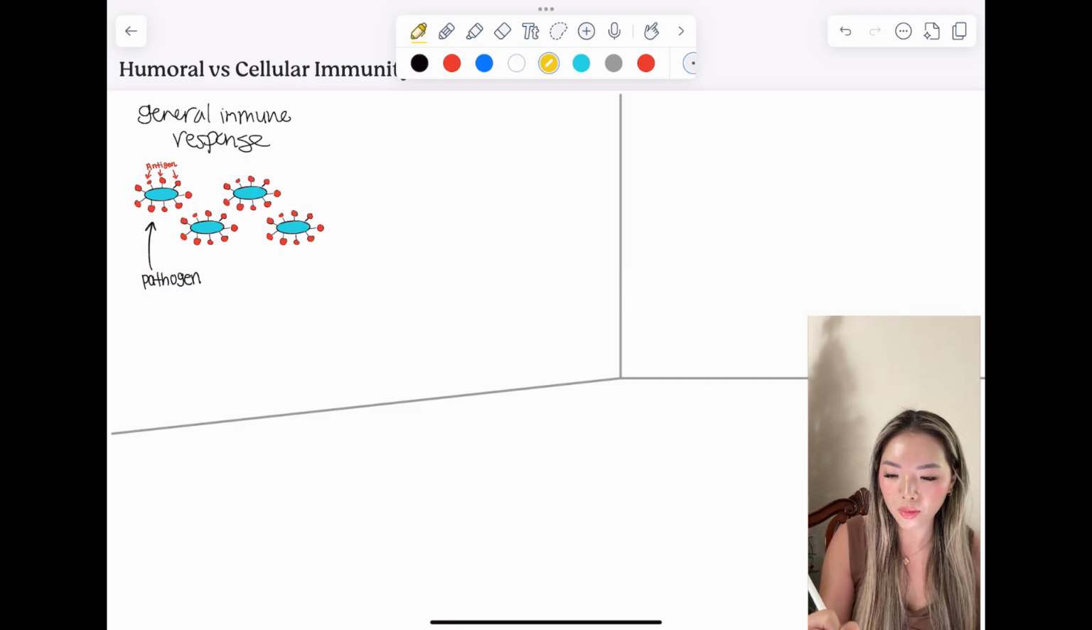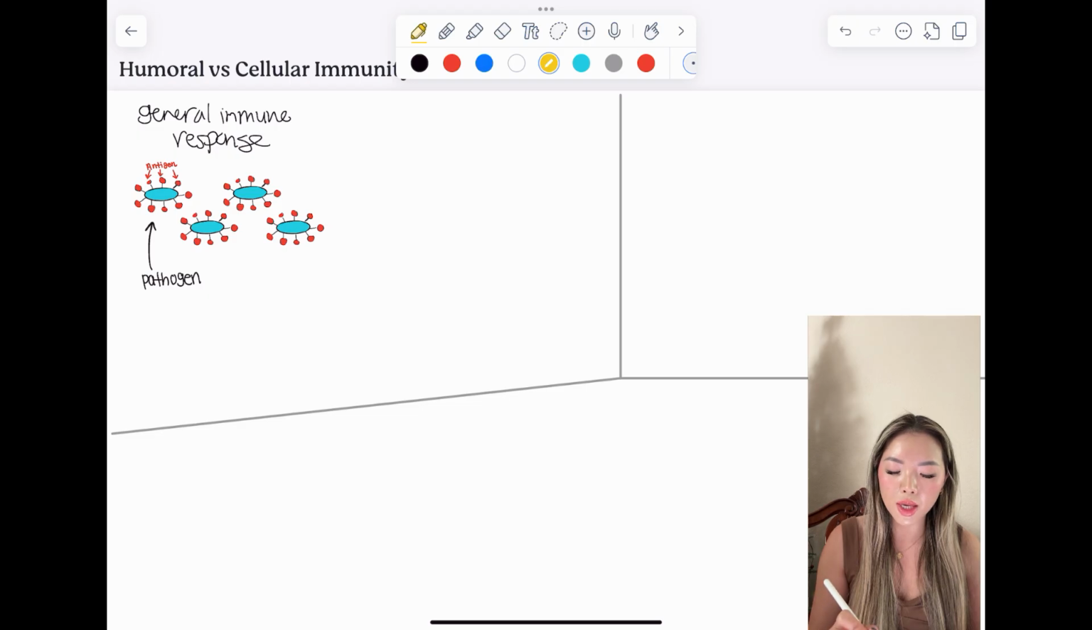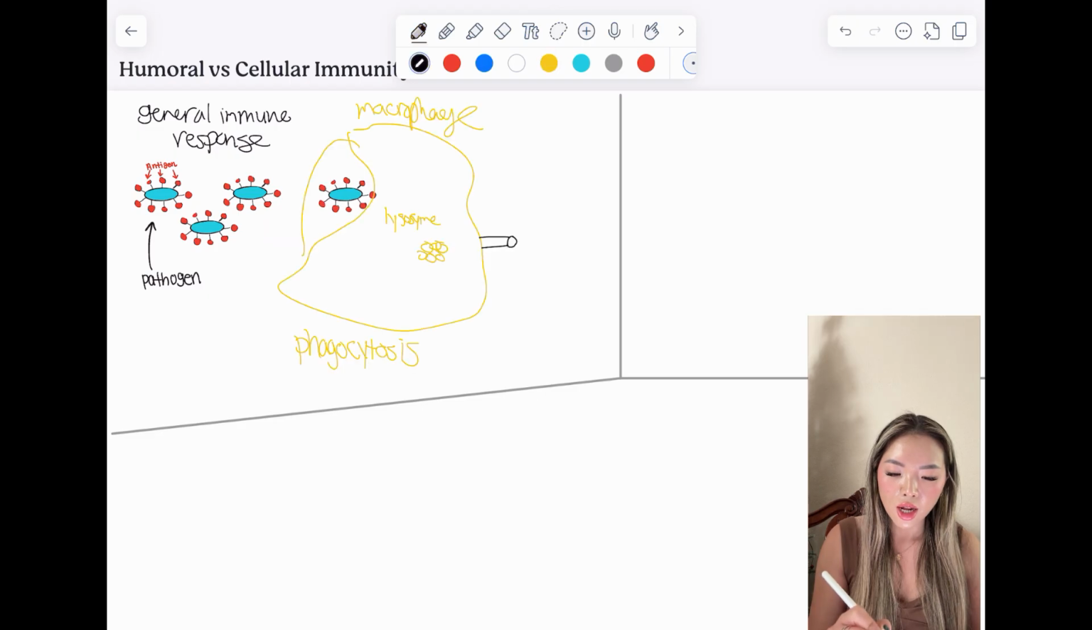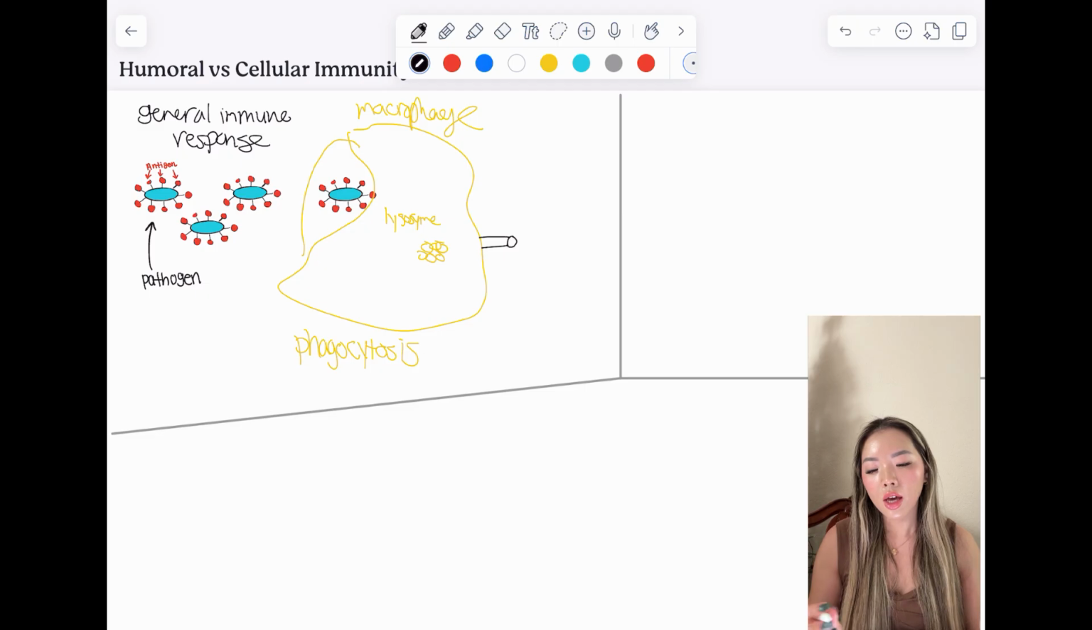general immune response, which means that there's going to be something called a macrophage. And this macrophage is going to engulf the pathogen through a process called phagocytosis. Phagocytosis is a type of endocytosis. It's going to engulf it, and then it's going to break it up into little pieces along with the help of lysosomes.